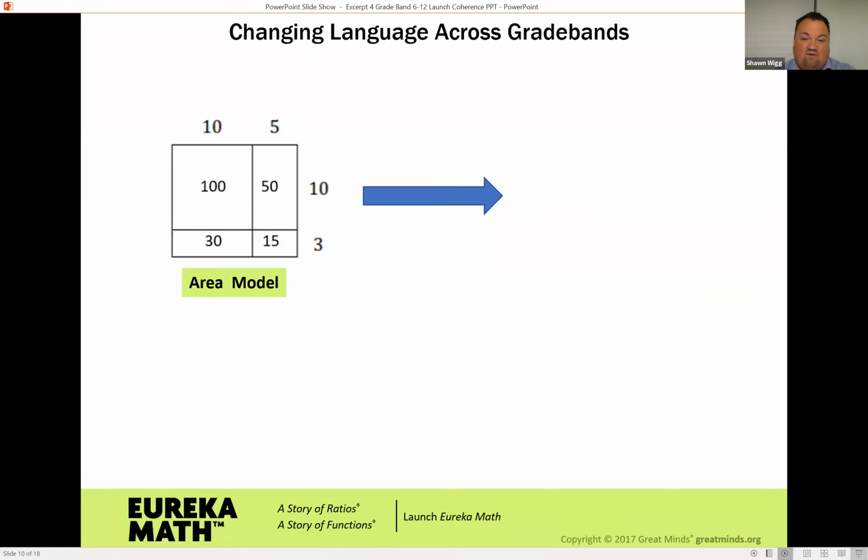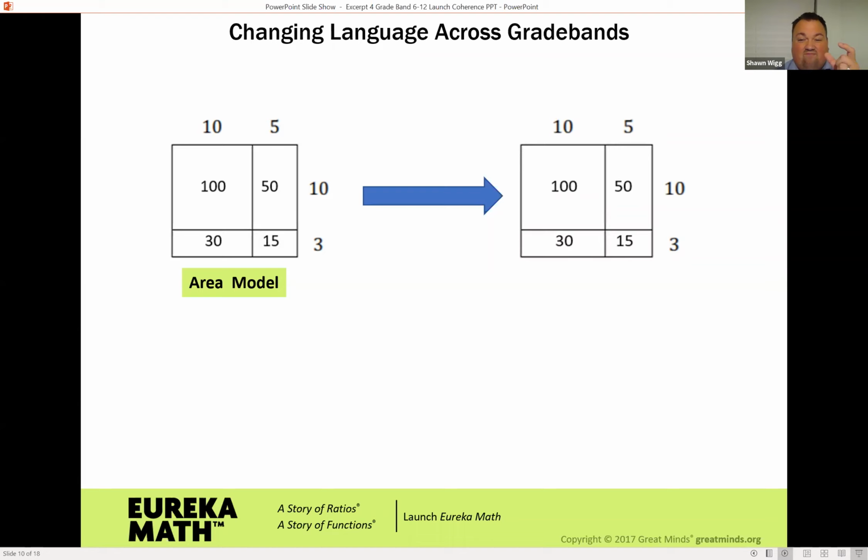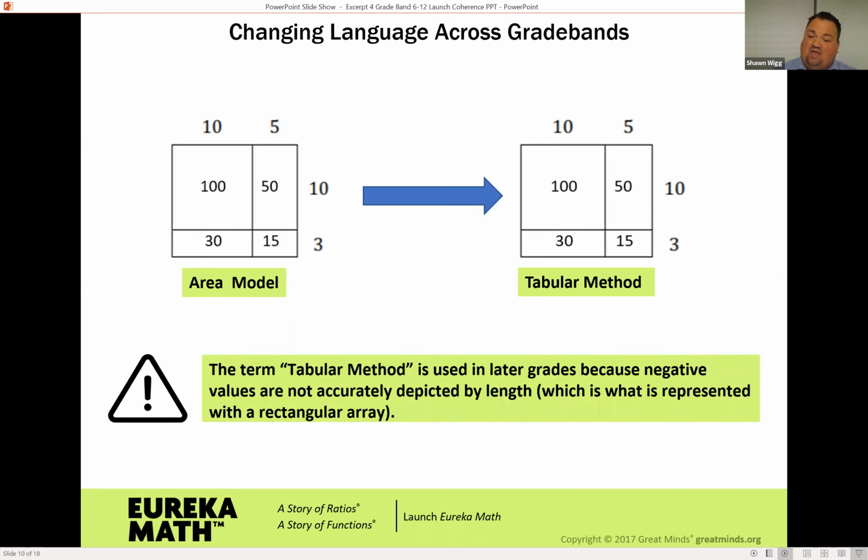Now we're going to do something very similar with more complex math, but the verbiage is going to change, and that's important. It's going to be called the tabular method. You'll notice that the area model and the tabular method are going to work very similarly. But it's important to know why the name has changed. We use tabular method in later grades because negative numbers, which often aren't introduced till about 6th grade, are not as accurately depicted by length. And that length is what is represented when we look at that rectangular array. So we changed the name to tabular method, but the way it works is extremely similar to the area model.